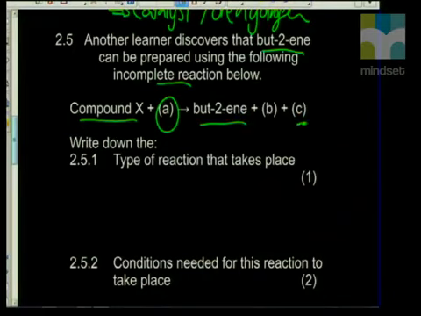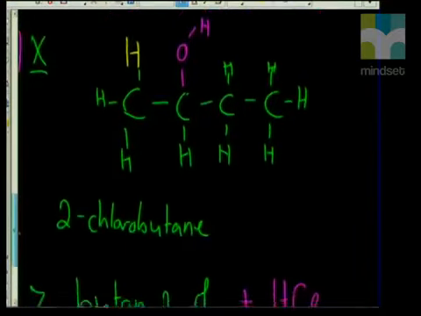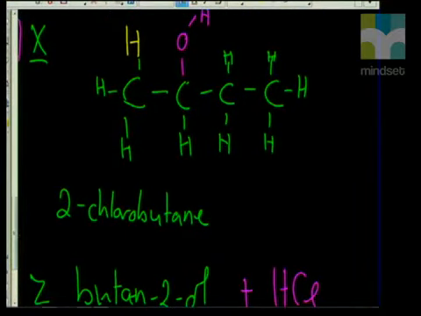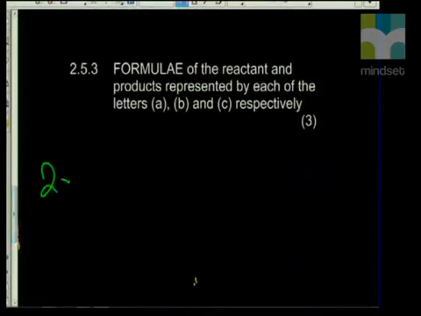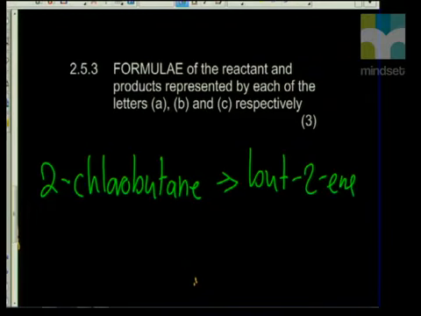So here is another route. Write down the type of reaction that takes place. Well, we need to just identify X and make sure that we've got it right. We did this earlier, so I just need to look back on my notes and see that we started with 2-chlorobutane. We've started with 2-chlorobutane, and we've ended up with but-2-ene. So what sort of reaction have I got?